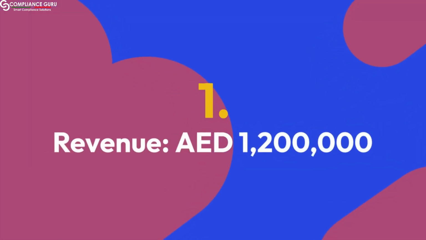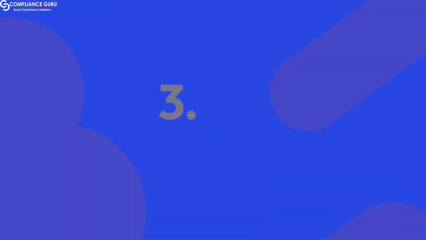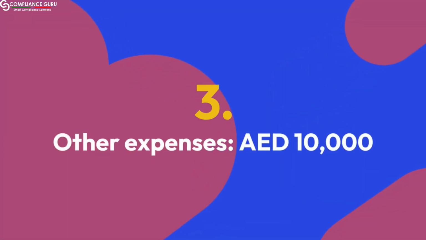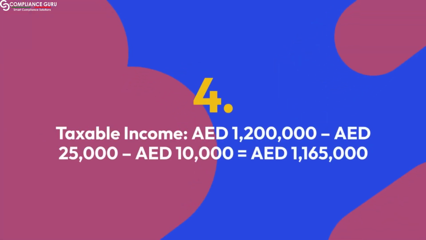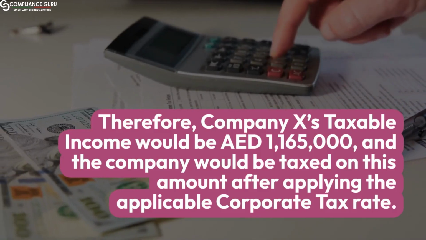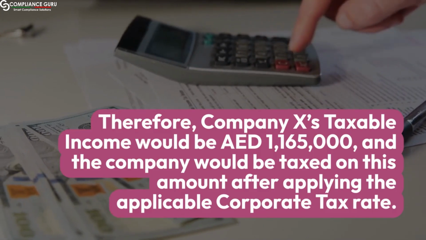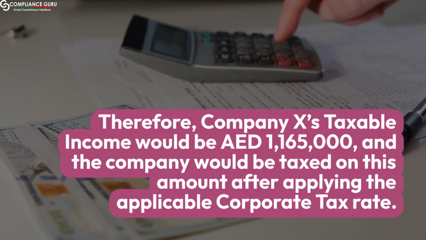1. Revenue: AED 1,200,000. 2. Interest expense: AED 25,000. 3. Other expenses: AED 10,000. 4. Taxable income: AED 1,200,000 minus AED 25,000 minus AED 10,000 is equal to AED 1,165,000. Therefore, Company X's taxable income would be AED 1,165,000, and the company would be taxed on this amount after applying the applicable corporate tax rate.